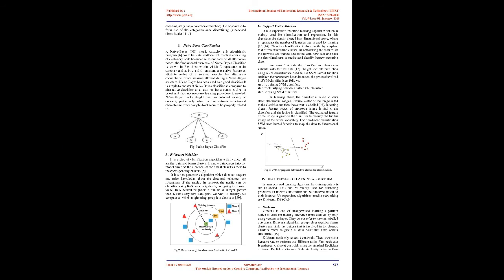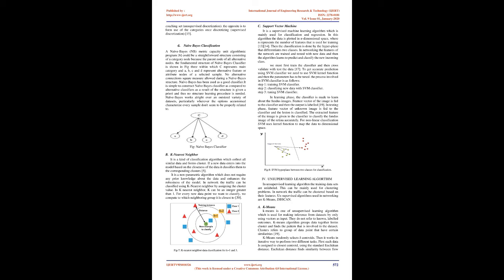D. Naive Bayes classification. A naive Bayes (NB) machine learning algorithm could be a straightforward structure consisting of a class node as the parent node of all other nodes. The fundamental structure of the naive Bayes classifier is shown in Fig 3, in which C represents the main class and A, B, C and D represent other feature or attribute nodes of a selected sample. No other connections are allowed in a naive Bayes structure.